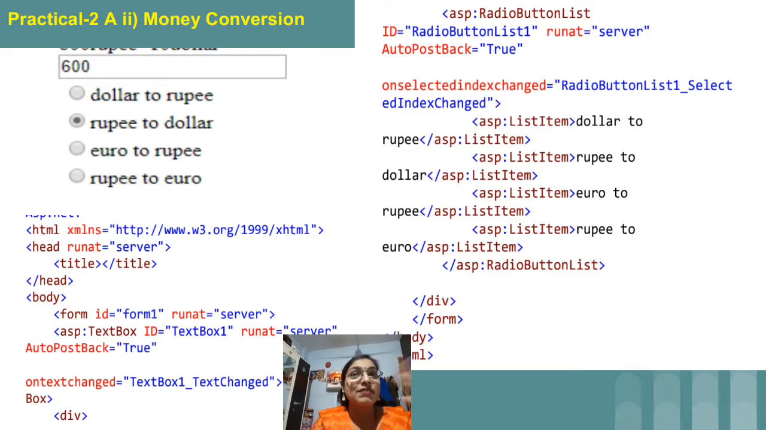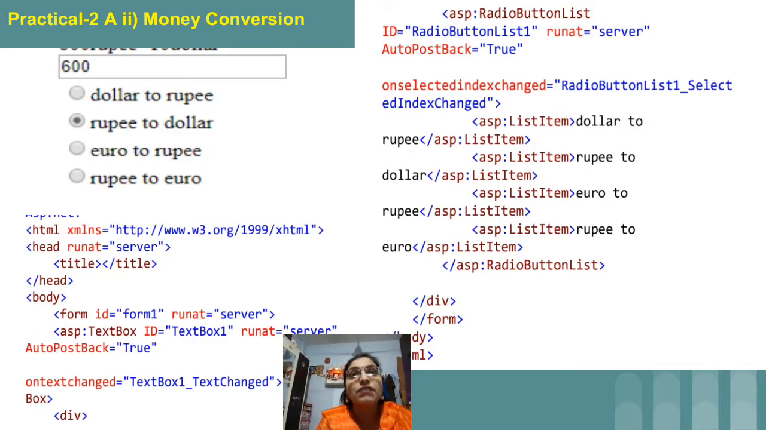And what is the advantage of radio button list? At a time only one option will get selected. This is the reason why, because at a time we cannot convert dollar into rupee as well as euro into rupee. At a time only one conversion can take place. So for the same I have used radio button list.